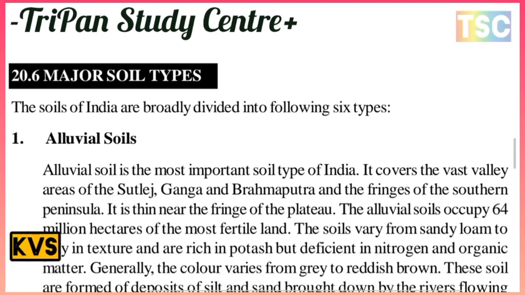It covers the vast valley area of the Sutlej, Ganga, Brahmaputra, and fringes of the southern peninsula. It is thin near the presence of plateaus. The alluvial soil occupies 64 million hectares of the most fertile land. The soil varies from sandy loam to clay in texture and is rich in potassium but deficient in nitrogen and organic matter. Generally, its color varies from gray to reddish brown.